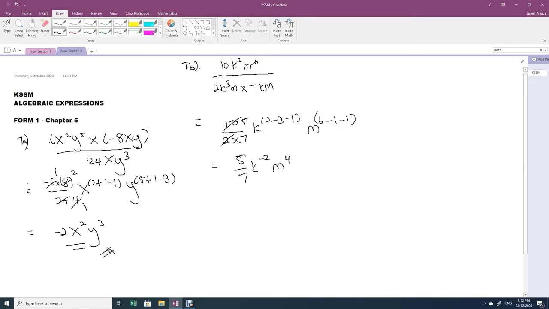As I explained just now, we don't normally put k to the power of negative. So just shift this to the bottom side, it becomes 1 over k to the power of 2. So the answer will be 5 m to the power of 4 over 7 k to the power of 2. We shift the k to the bottom side. So this is the answer. So we move to question 7c.